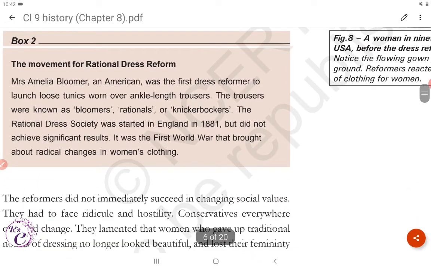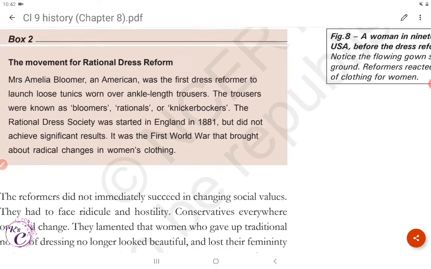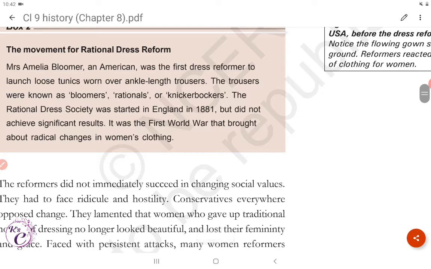Box 2. The movement for rational dress reform. Mrs. Amelia Bloomer, an American, was the first dress reformer to launch loose tunics worn over ankle-length trousers. The trousers were known as bloomers, rationals, or knickerbockers. The Rational Dress Society was started in England in 1881 but did not achieve significant results. It was the First World War that brought about radical changes in women's clothing.